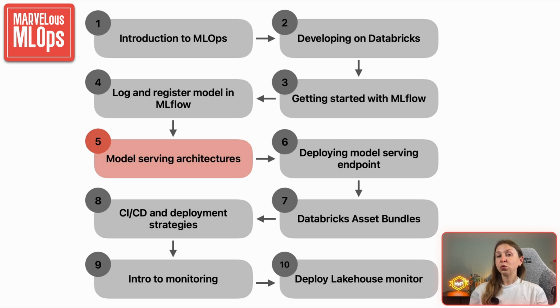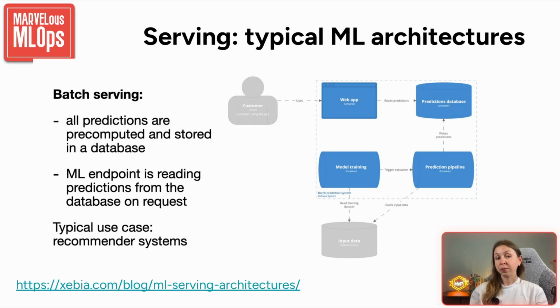In general, there are two main model serving architecture patterns. The first one is batch serving. Batch serving means that all predictions are pre-computed and stored in a database, and the machine learning endpoint simply reads the prediction from the database on request, and there is no computation going on on the machine learning endpoint side. Typical use cases can be personalization or recommender systems, when you compute these recommendations in a batch fashion once per week, and then when the customer logs in, he will get these recommendations from the database.